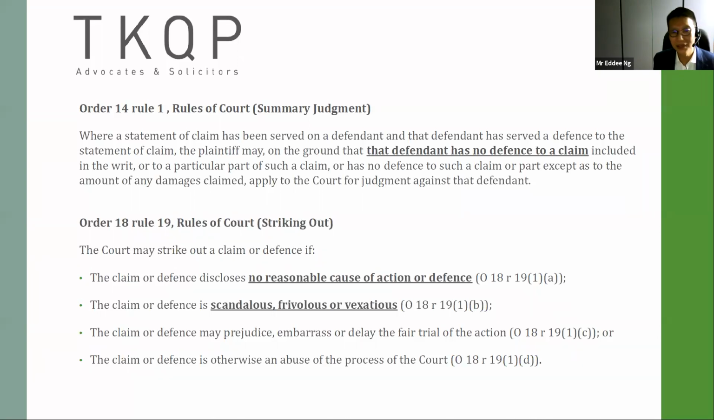Under this particular rule, you can actually strike it out if the claim or defense is scandalous, vexatious, frivolous, is likely to embarrass the fair trial of action, or is otherwise an abuse of process. And one example of abuse of process would be if the matter has already been determined. Again, a plaintiff is seeking a second bite of the cherry. So these are the rules that you see in the Singapore court rules that deal in a summary way with claims or defenses.